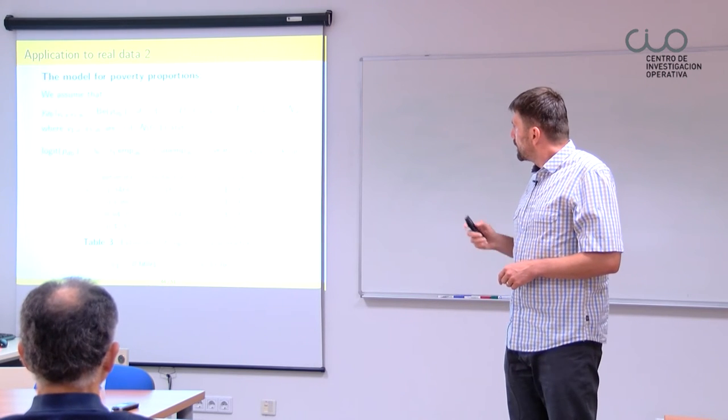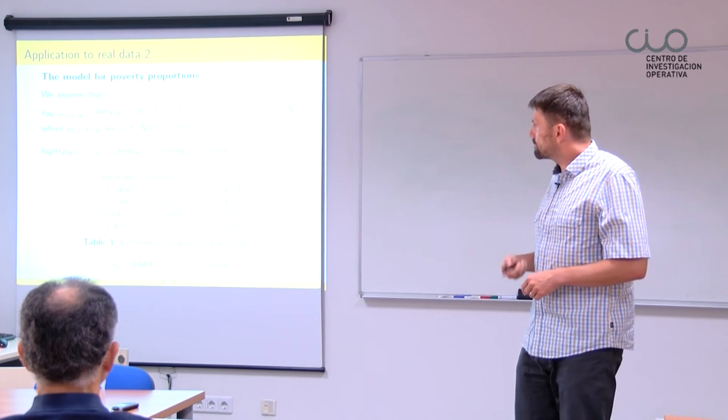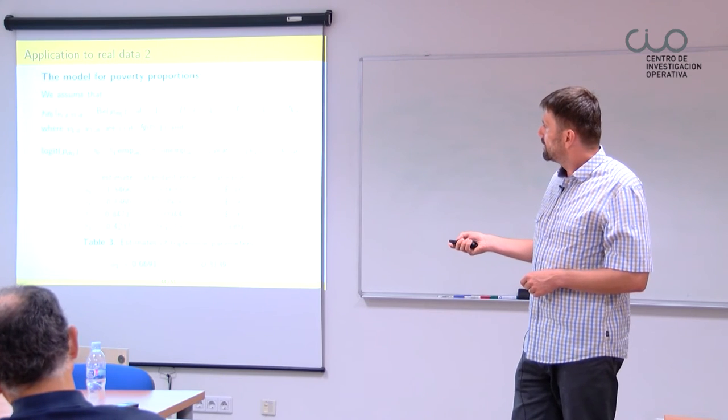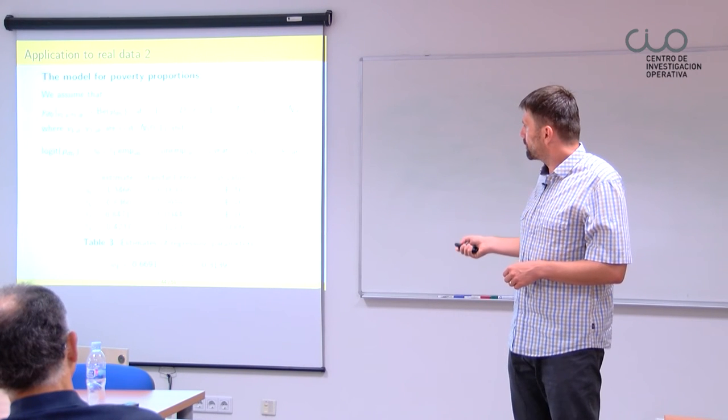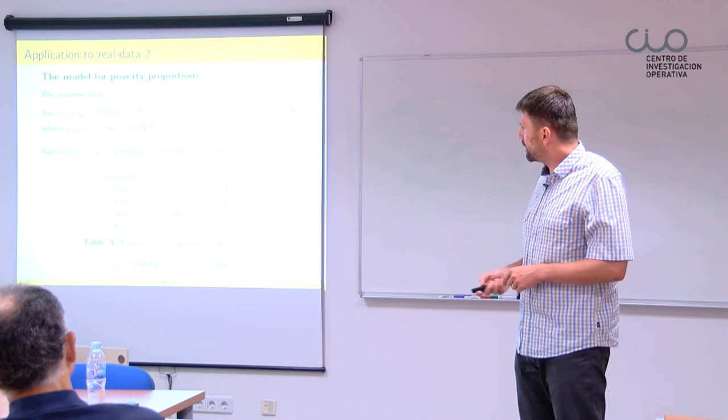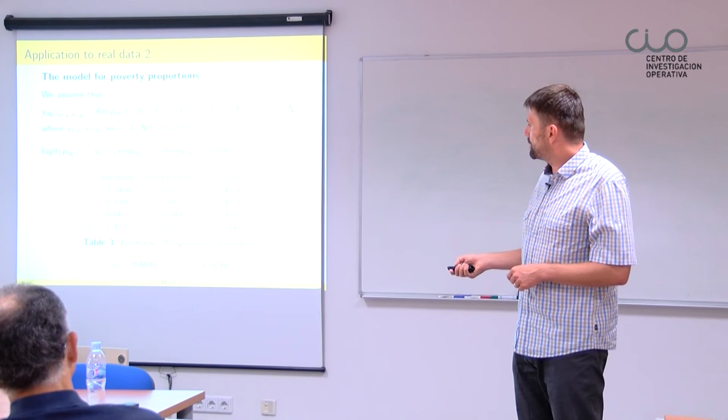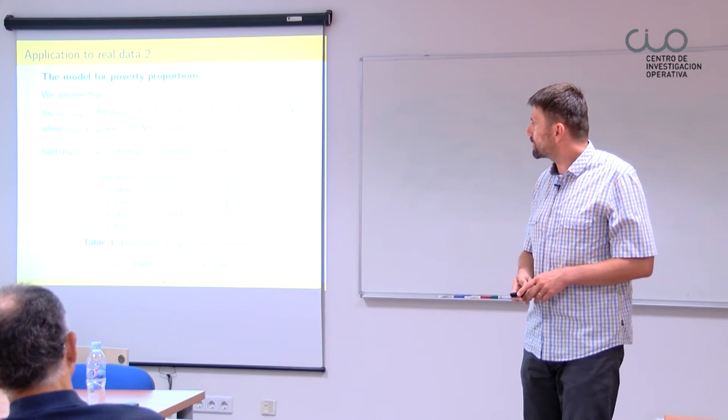Concerning the parameter estimates, again, it's very similar. Here you can see if the people are employed, the probability of being poor is lower. If they are unemployed, the probability of being poor is higher. So this is kind of expected. Again, all of the parameters are important in the model. And here you can see the estimates of the variance parameters in the model.